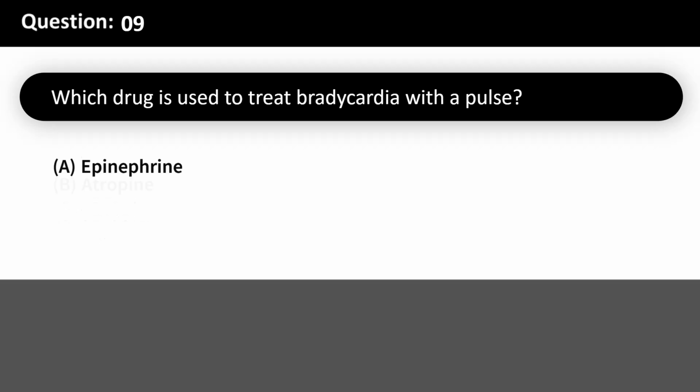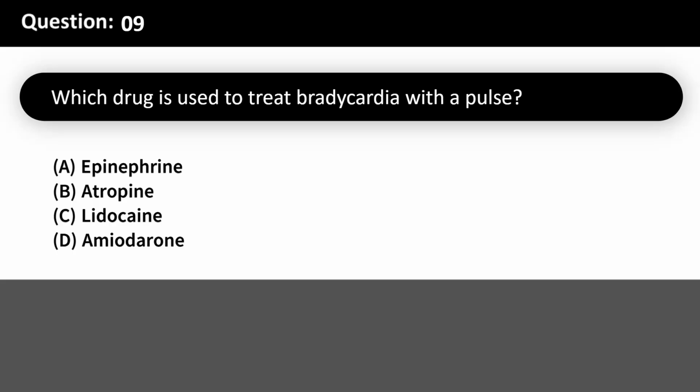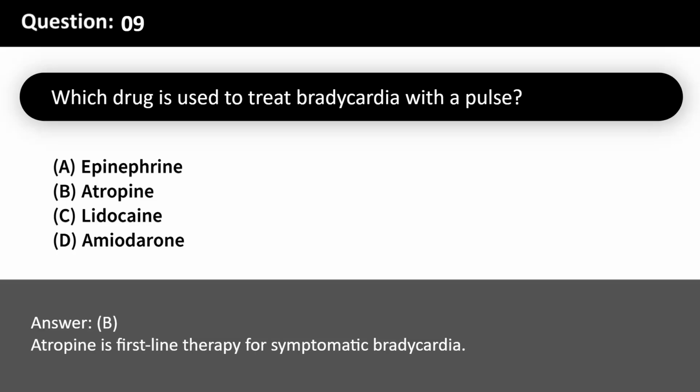Which drug is used to treat bradycardia with a pulse? A. Epinephrine. B. Atropine. C. Lidocaine. D. Amiodarone. Answer: B. Atropine is first-line therapy for symptomatic bradycardia.